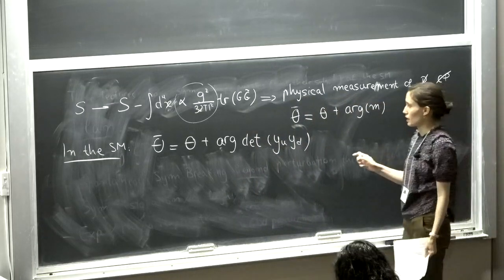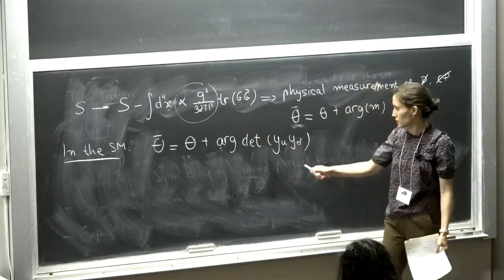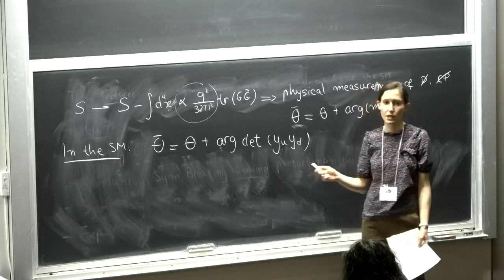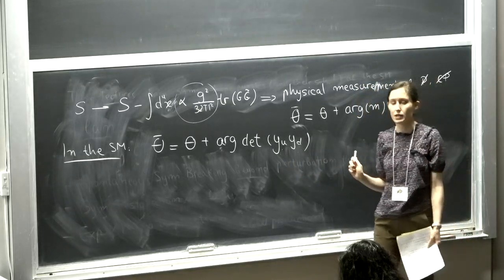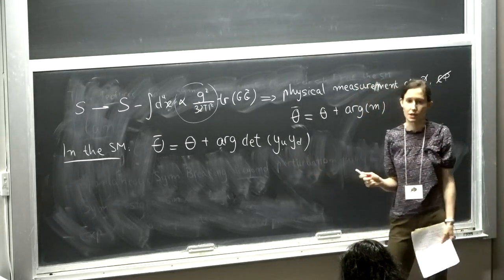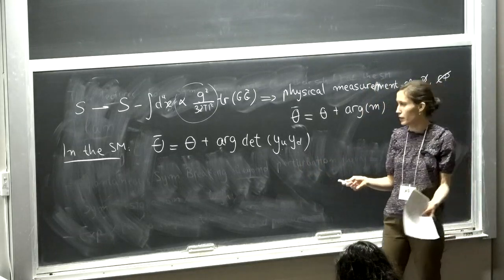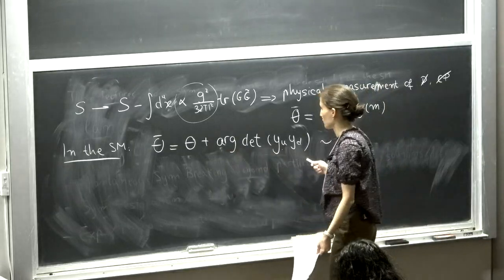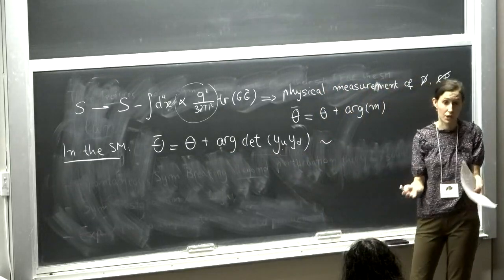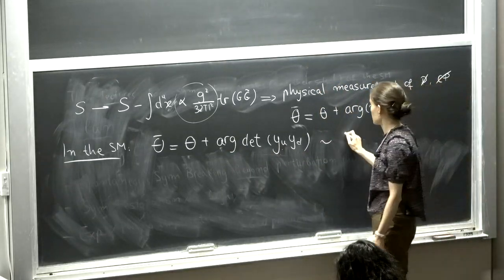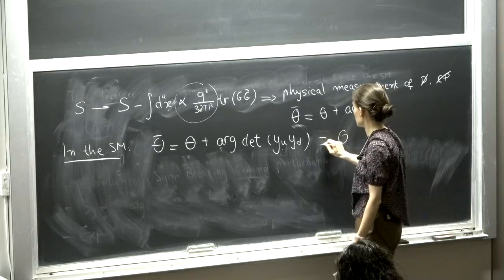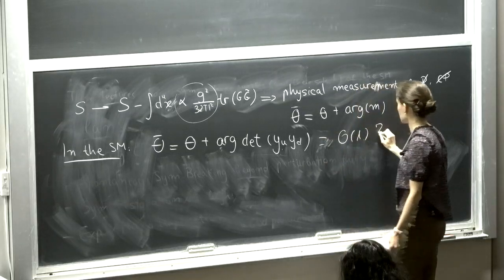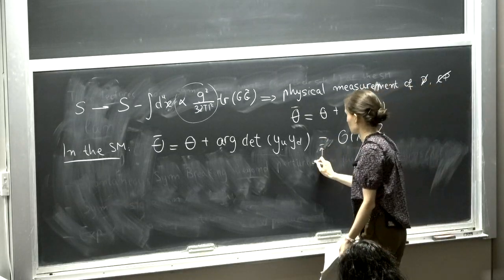Now, remember, we sort of argued that these two matrices cannot be real matrices, okay? We know these guys are complex. There's no reason to expect that the imaginary part is small. So we expect, in particular, the argument of the determinant of this matrix to be an order 1 number. Okay, so our expectation is that in the standard model, this thing will be order 1.